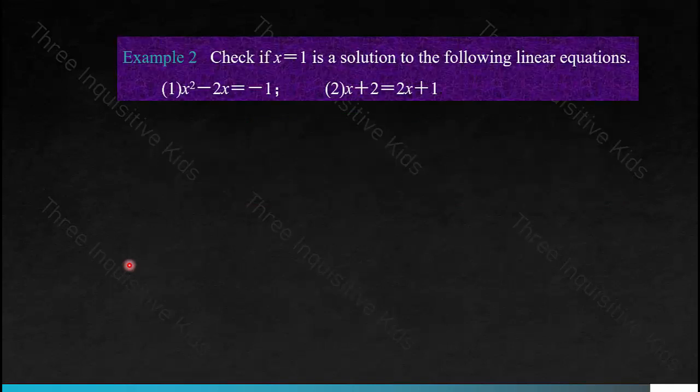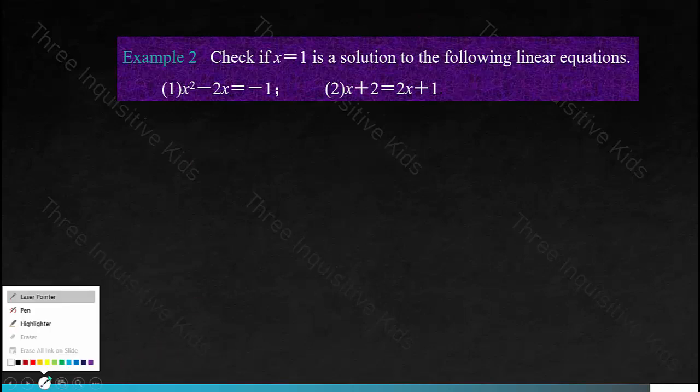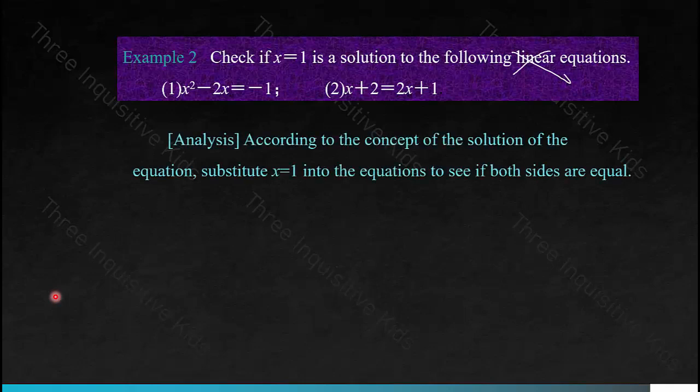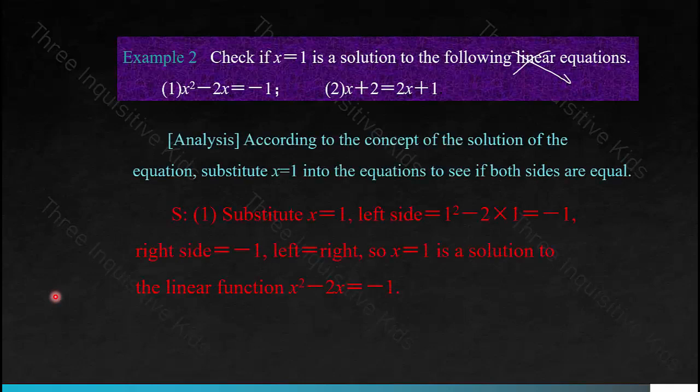Example 2. Check if x is equal to 1 is a solution to the following linear equations. Because the first one, remember, is not linear. All you have to do is substitute. So first substitute x is equal to 1 into the first equation. If we substitute it into the left side, we get negative 1, and the right side is also equal to negative 1. And since negative 1 is equal to negative 1, then x is equal to 1 is, in fact, a solution to this equation.